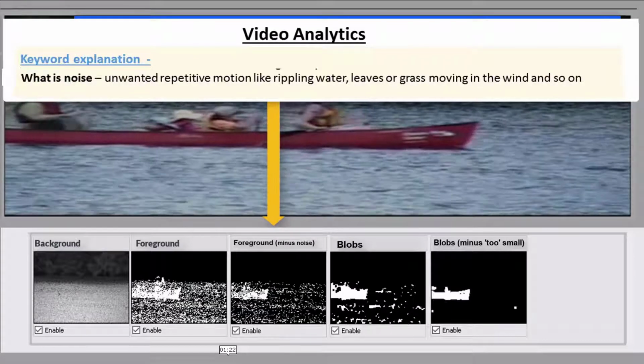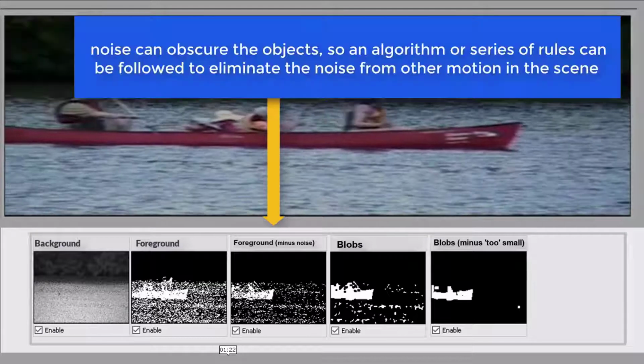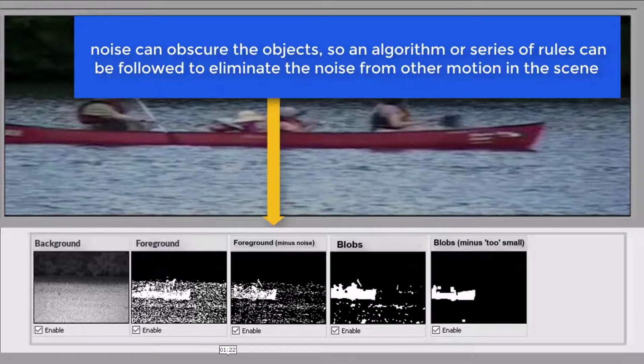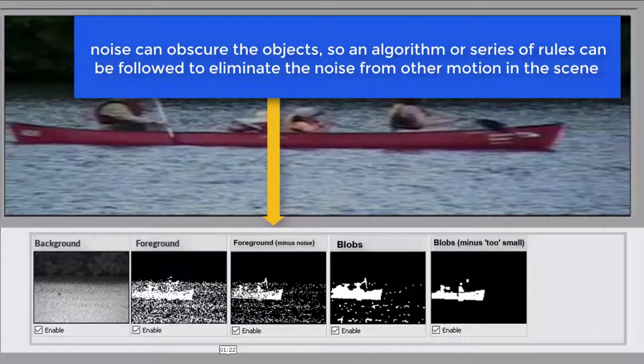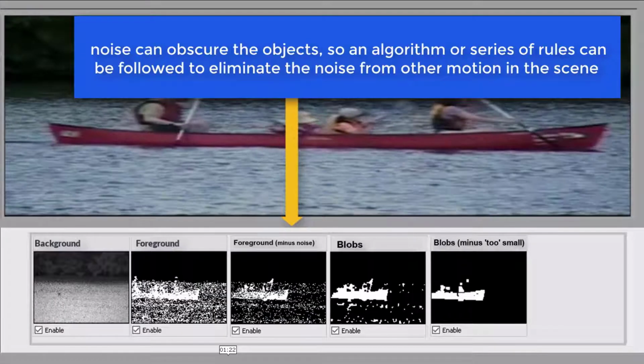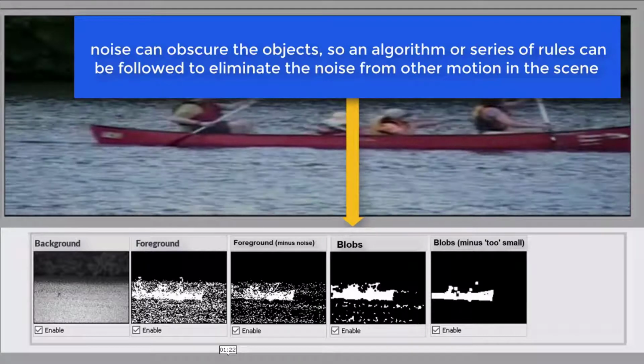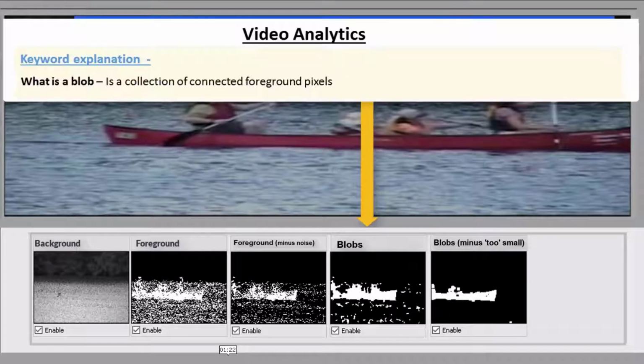Repetitive motion is unwanted and is termed noise. It can be caused by leaves or long grass in the wind or rippling water and can obscure objects. It therefore needs to be filtered out. This filtering is accomplished by an algorithm that can accurately subtract the noise from the wanted motion. This in turn allows other algorithms to accurately detect and track objects.